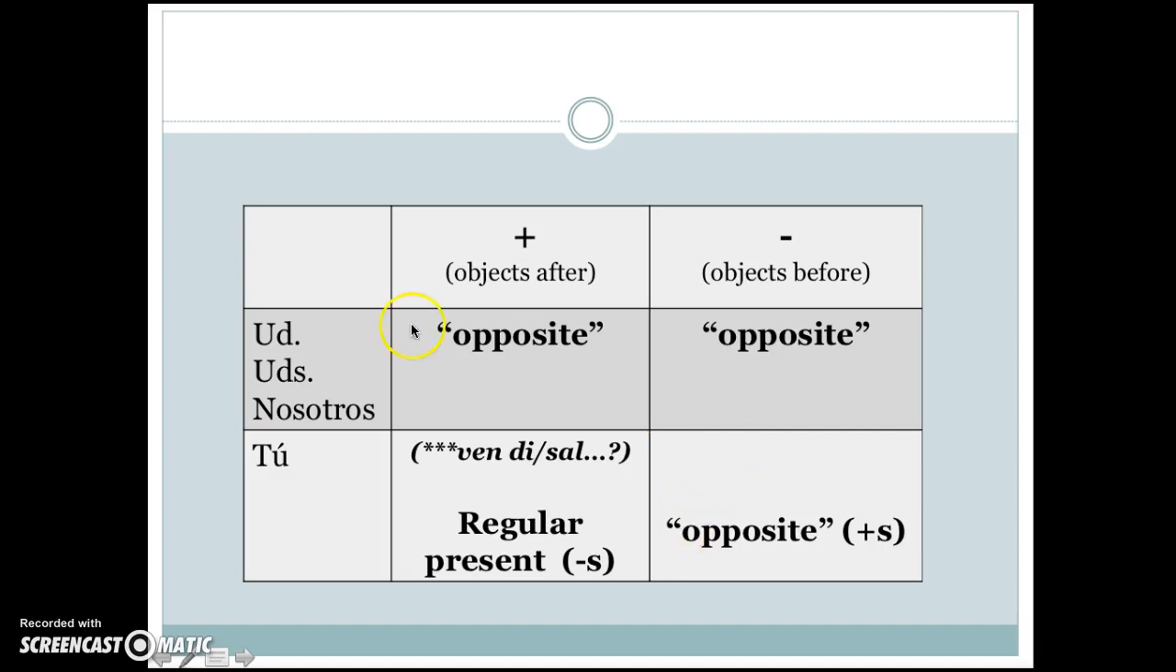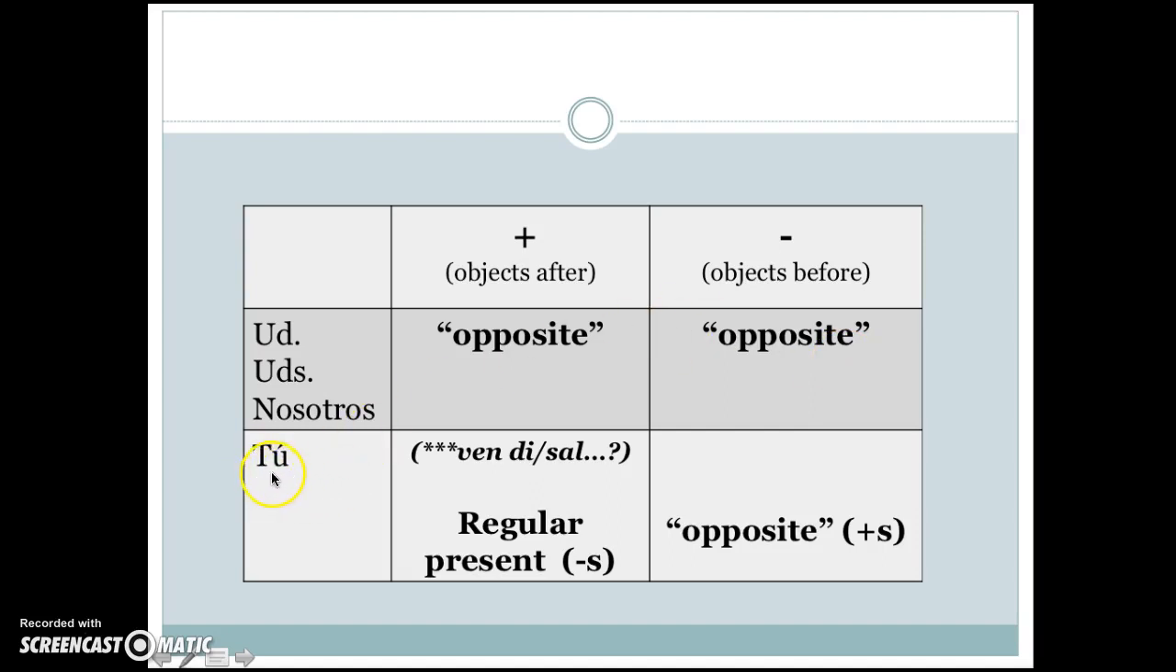So here we have our chart again. Again, for the formal commands, that's for usted, ustedes, or nosotros. So we're telling, hey, you, formal, do something, or don't do something. Hey, you guys, do something, don't do something. Hey, us, which is strange, let's do something, let's not do something. For all of these forms, when it's affirmative, you use the opposite ending. If it's an AR verb, you use an E. If it's an ER or IR verb, you use an A. For a negative, you do exactly the same thing, except you have the word no in front of it.